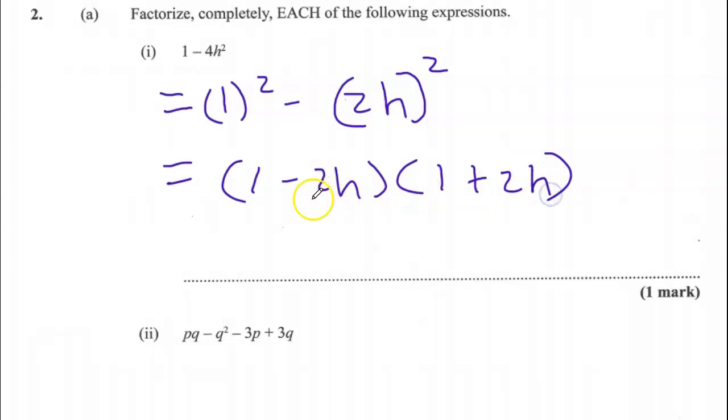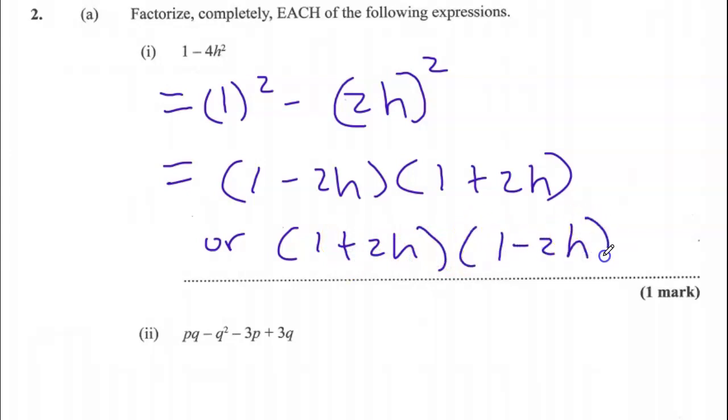Of course, it does not matter which bracket you put first. If you wish, you could write it as (1 plus 2h)(1 minus 2h). It doesn't really matter the order. Remember, multiplication is commutative, hence order is not important.